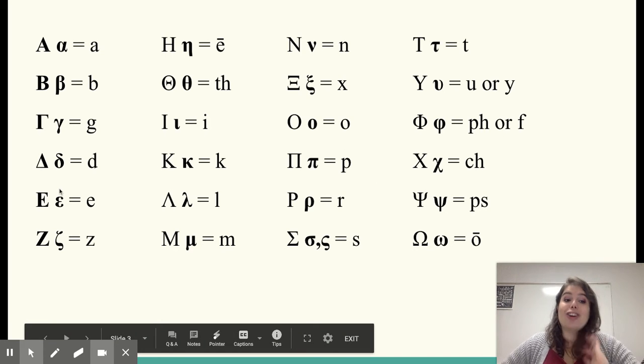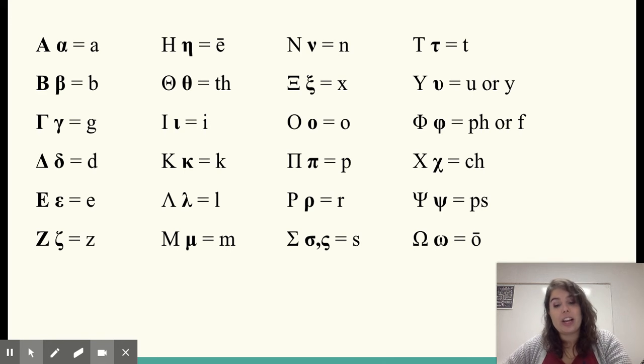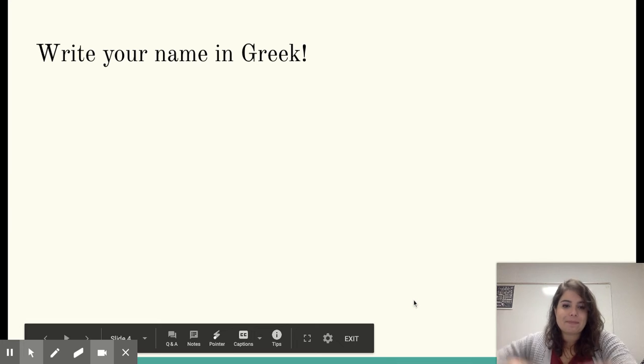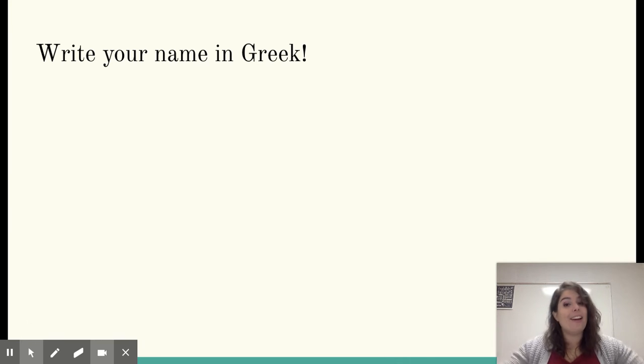Also keep in mind that not every letter in English has a Greek equivalent. There's no W and there's no J sound in Greek. So there's some English letters that don't have Greek equivalents, but these are the ones that do correspond to the Greek letters. You're going to use this for the first part of your assignment, which is you're going to practice writing your name using Greek letters. So again, use the transliteration guide, write out your name and then figure out what the equivalents would be in Greek letters.